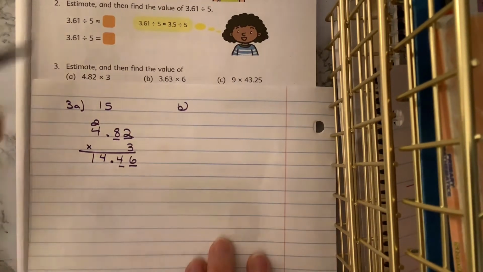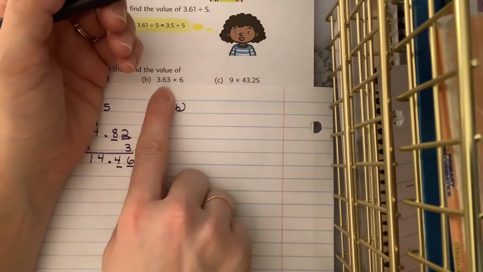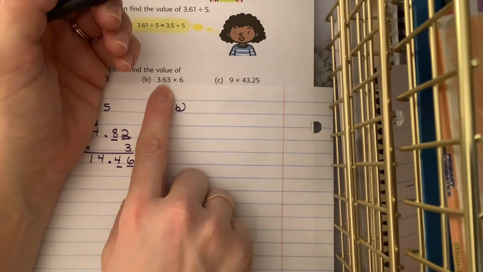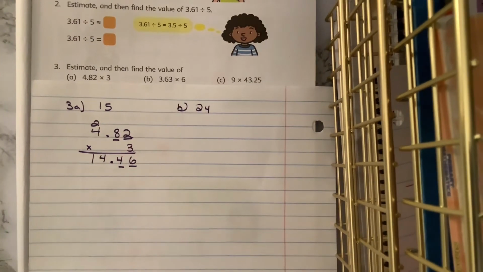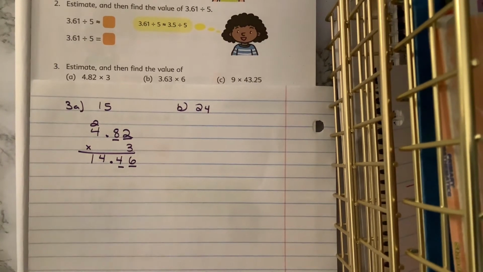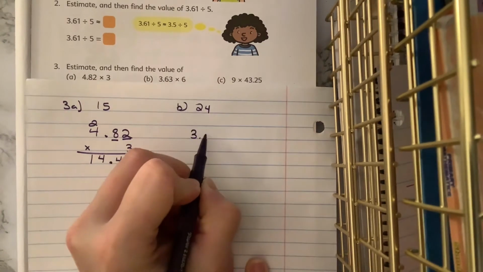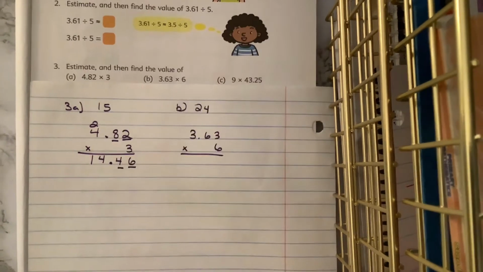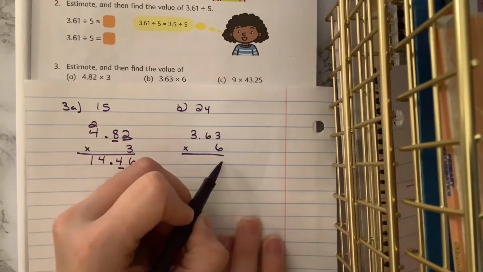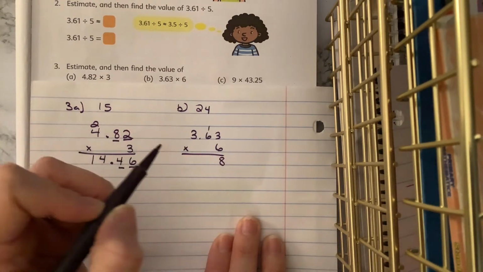Let's try B. Again, rounding to make your life simple. So I would round this to 4, and 4 times 6 is 24. So our estimate for this problem is 24. So now we rewrite the problem. Again, we do not need to line up our decimal points for multiplication, and then we just carry out our multiplication rules as usual. 6 times 3 is 18, carry that 1.